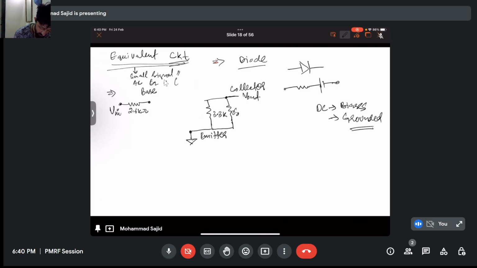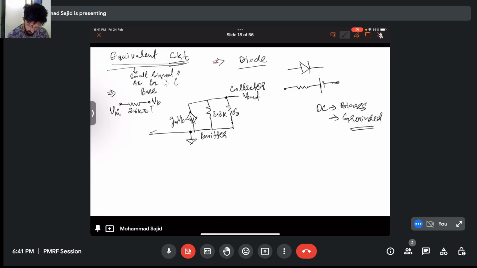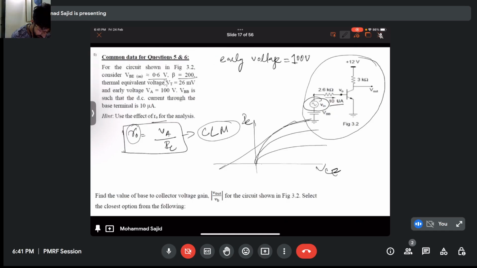And further we have the gain of the circuit, that is GM times VB, GM times VB. Okay, this is it. And here, like I said, this is R pi, the resistance of R pi. This is your equivalent circuit for BJT.